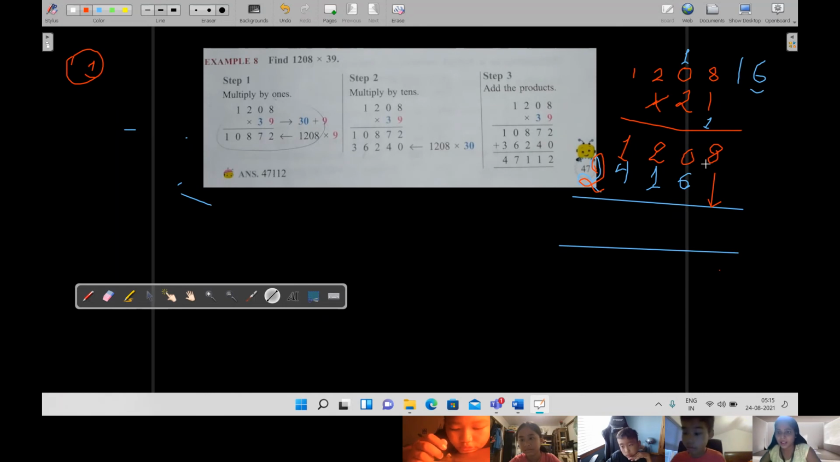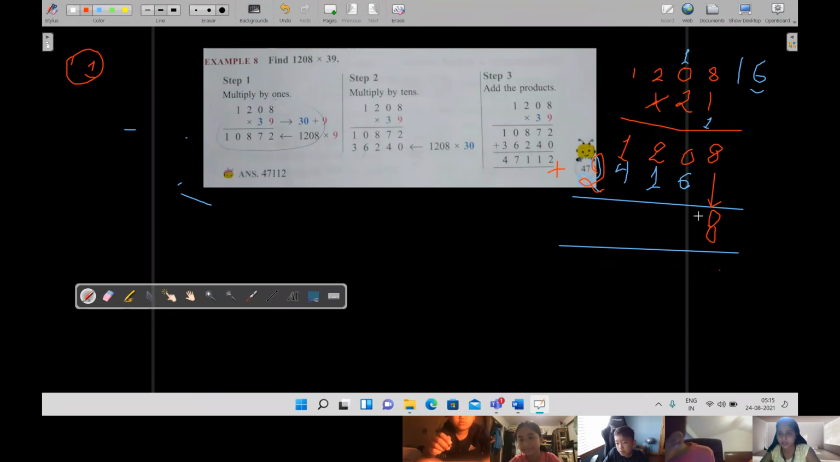So tell me what we add. If we add 8, is there anything? Nothing. Yes or no? No. So we have to write 8. Yes or no? Yes. Okay, fine. So tell me, 0 and 6 is what?